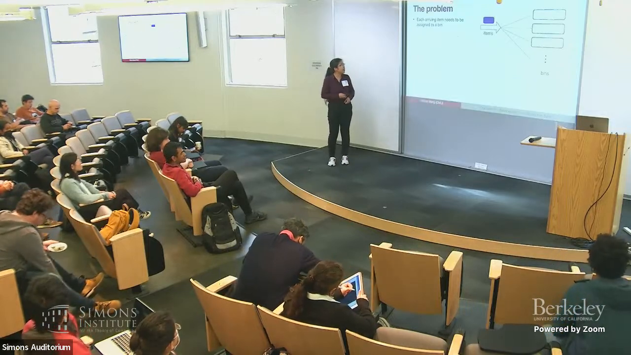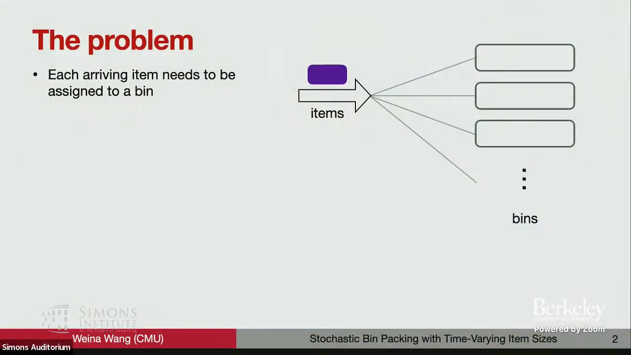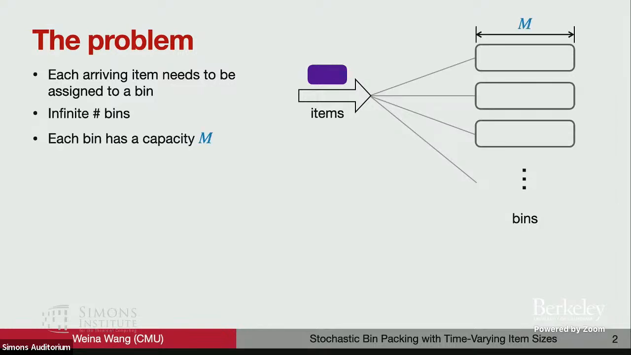This is the stochastic bin packing formulation. The overall setting is like this. Items arrive to the system over time, and whenever an item arrives, we need to give it to a bin immediately. In this system, we have an infinite number of bins at our disposal, and each bin has a capacity M, indicated by the width here. We're going to see how this capacity plays a role.